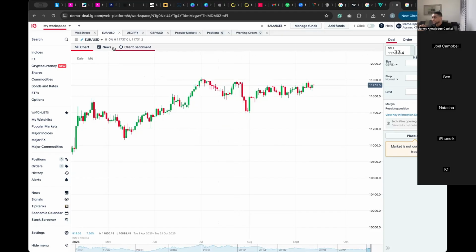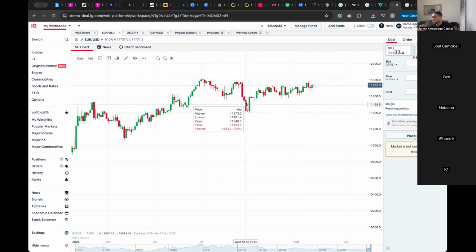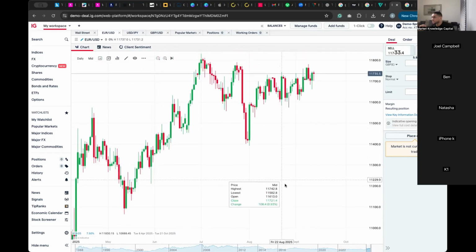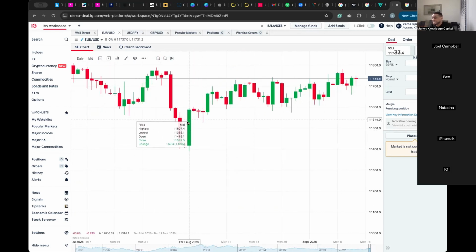So let's go into this daily, right? If you guys can see, we've got this green candlestick here within the daily time frame. So this green one right here, that's a buy for the day.